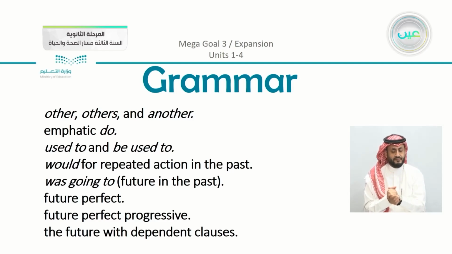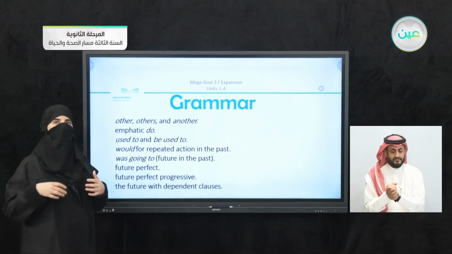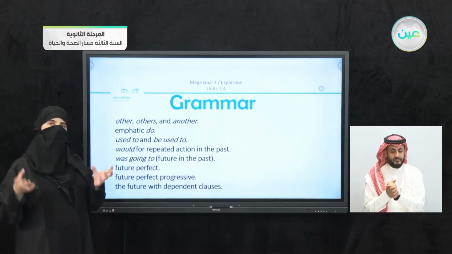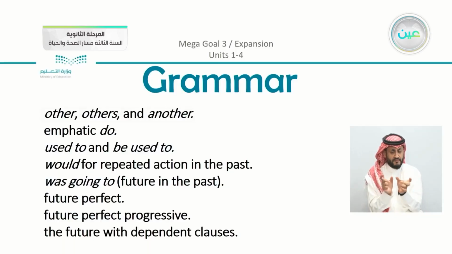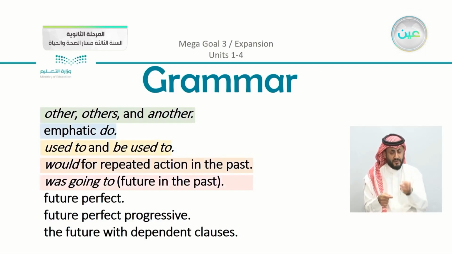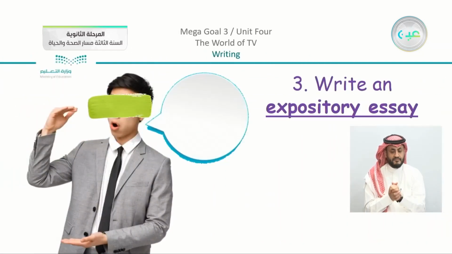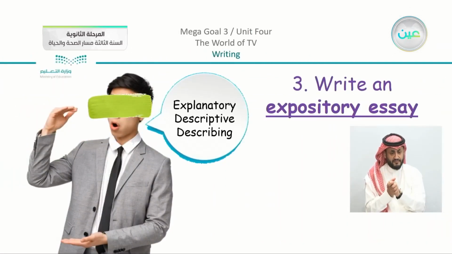And also in Unit 4, if you recall, we studied conjunctions. We have here paired conjunctions, and we have also separate conjunctions that we can use to connect between two sentences and two ideas. Now we have here the different parts. You can just recall them again. And keep in mind that you can use these structures within this essay at the same time. Now, if you recall, an expository essay, as we explained in Unit 4, is something that is explanatory, descriptive, and describing at the same time.